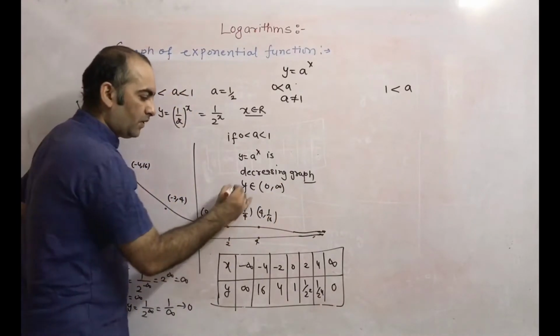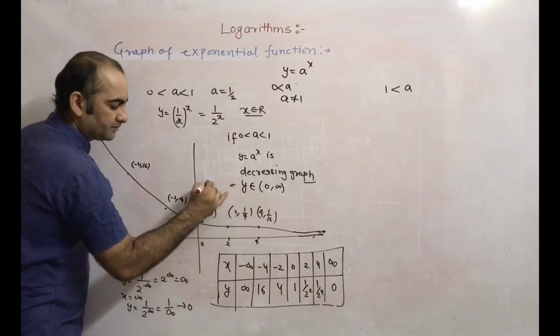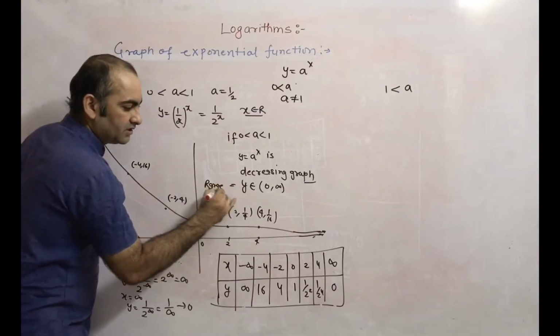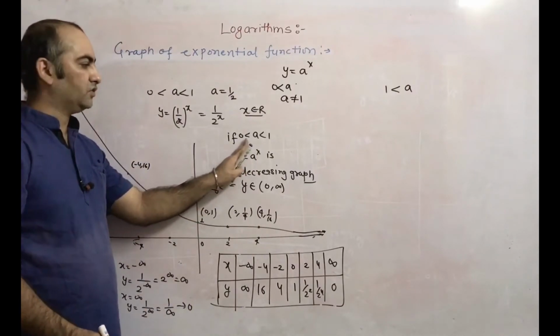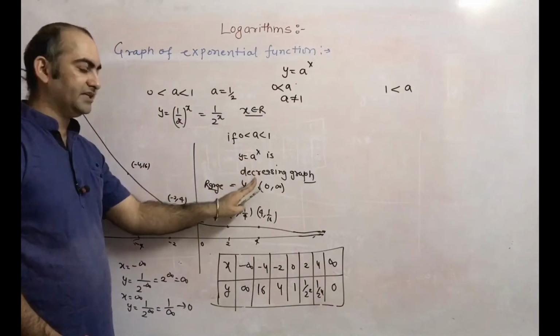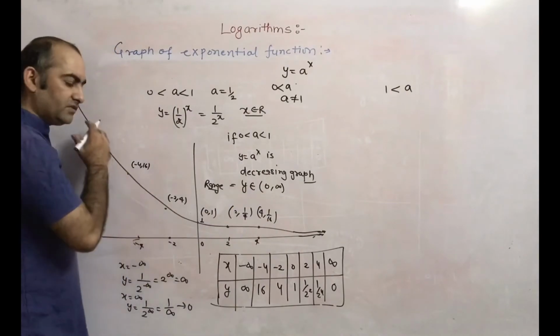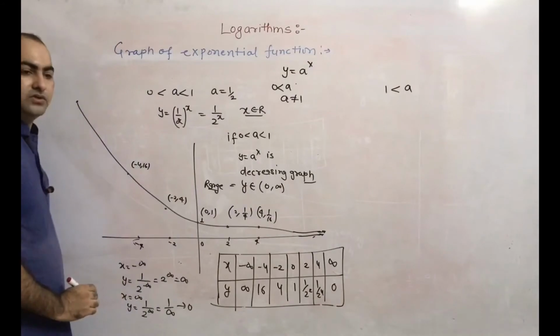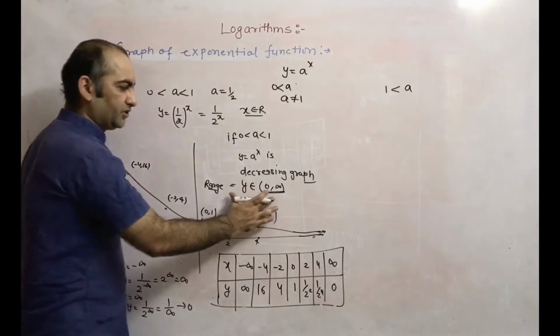That means y is nothing but the range of the logarithmic function. So range is 0 to infinity if a is a fractional part. If a is between 0 and 1, then y equal to a power x is a decreasing function, and range is 0 to infinity. So we can say that here y is always positive.